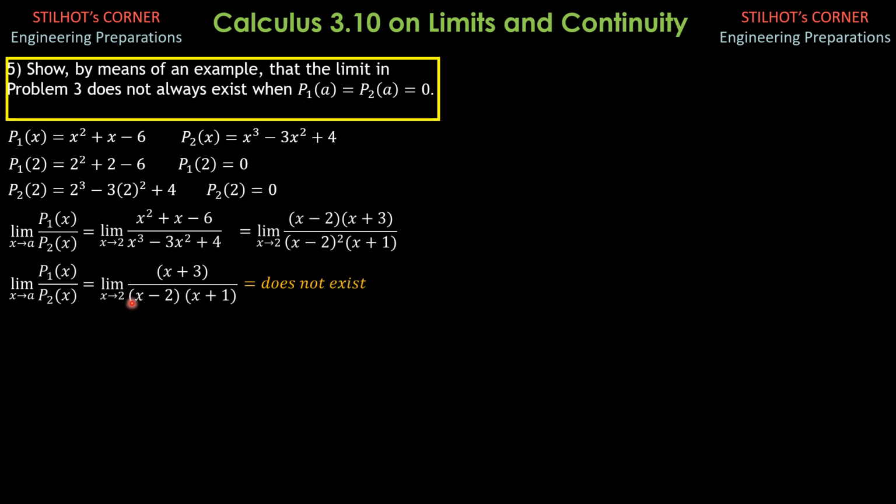So that's why when p1 of a equals p sub 2 of a equals 0, the limit of the ratio does not always exist. And this is just one example. We can have many more, but I think this is enough.